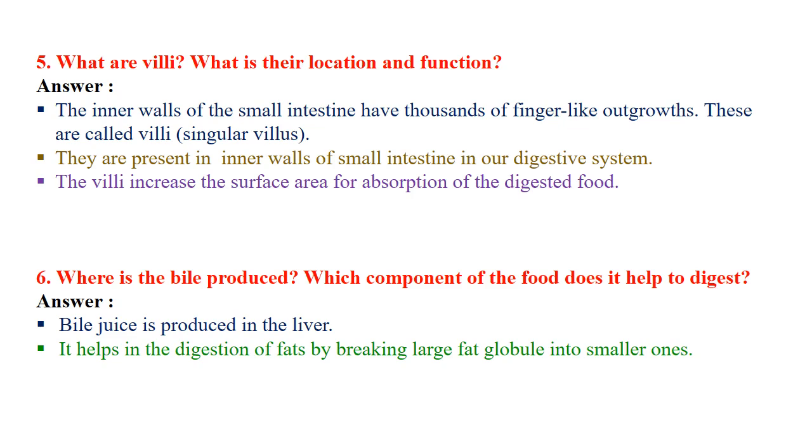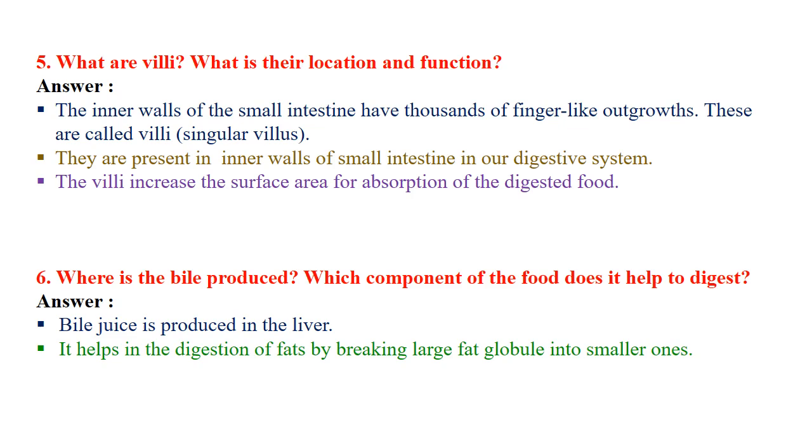Now next, where is the bile produced and which component of the food does it help to digest? Bile juice is produced in the liver. So the liver secretes bile juice. And which component of the food does it help to digest? It helps in the digestion of fats. It mainly digests fats by breaking the large fat globules into smaller ones.